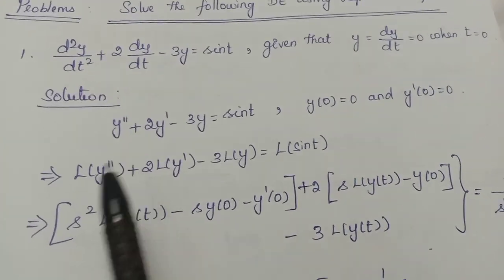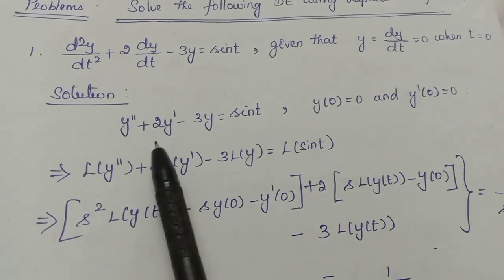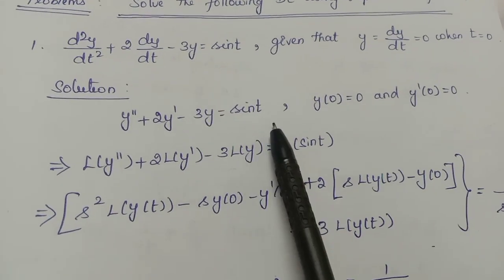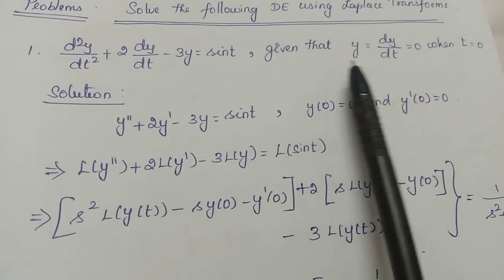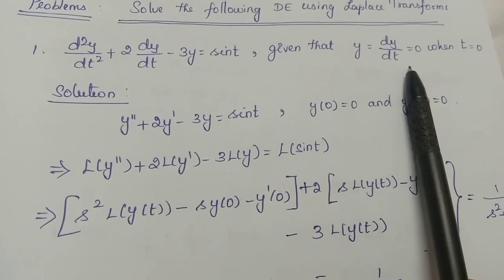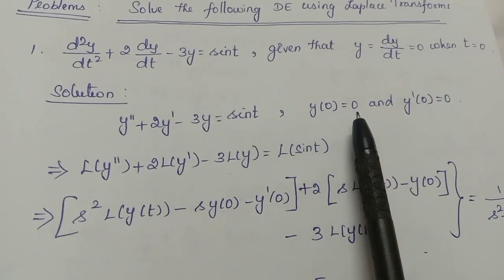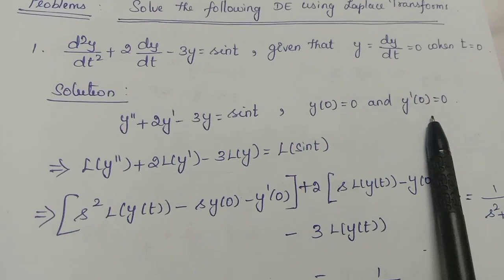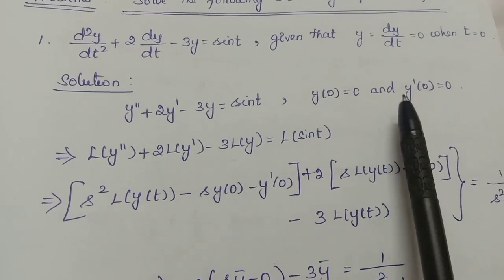Now this equation can be written as y double dash plus 2y dash minus 3y equal to sin t. So what is the condition given here? These are the initial conditions: y of 0 equal to 0 and y dash of 0 equal to 0. These are the initial conditions given in the question.